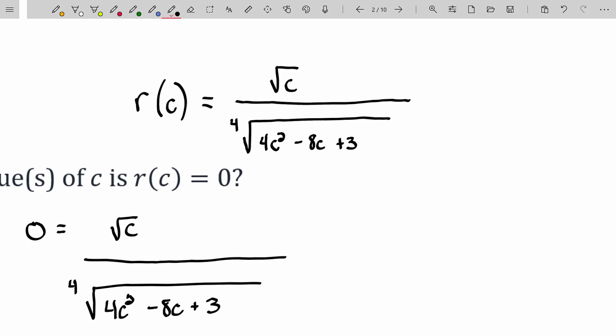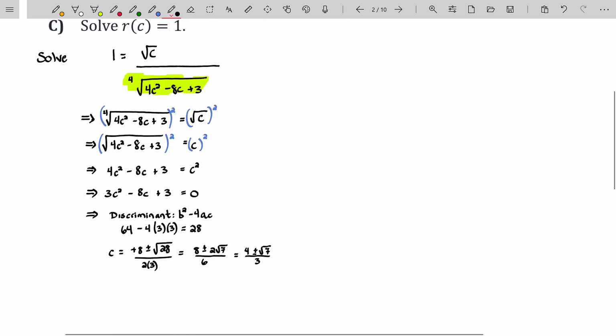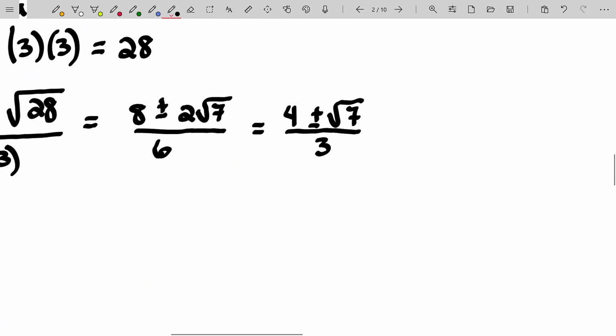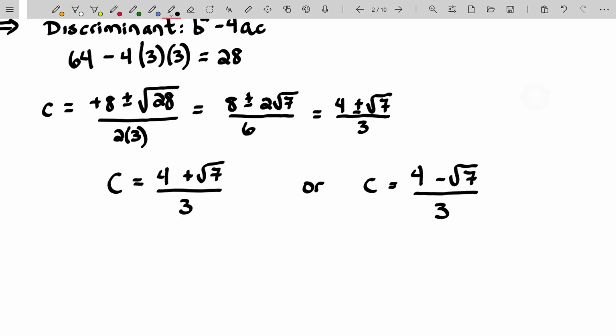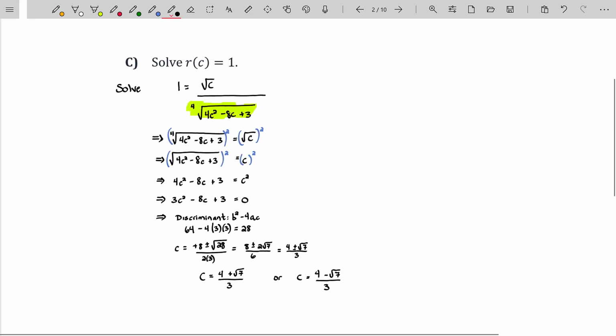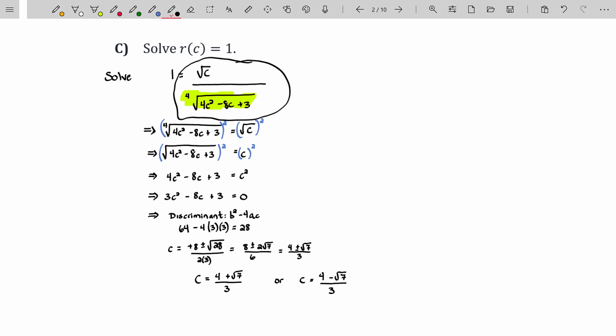The original function was square root of c divided by the 4th root of that ugliness. Well, one thing I can tell you very quickly is that the square root of c requires c to be non-negative. Looking at these solutions, neither of them is going to be negative, so I don't have to throw one out yet. But I definitely think that this is one of those problems where you should be able to quickly grab a calculator to check your work. Remember, the function is actually just this right-hand side here.